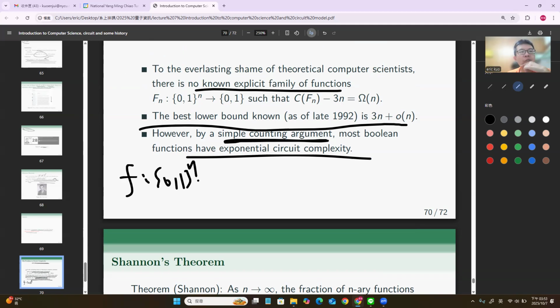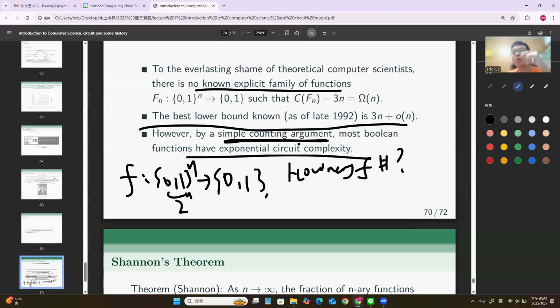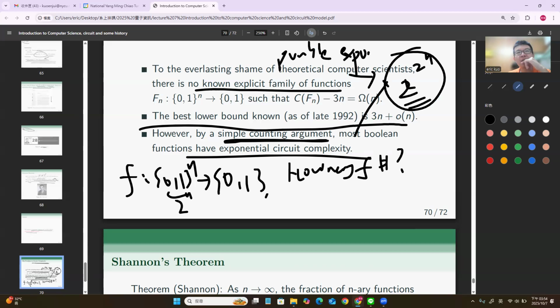So I can ask how many f. The answer is simple, right? Because there are 2 to the n inputs, and each input can choose either 0 or 1, so there are 2 to the 2 to the n functions. This is doubly exponential. And if I only give you a polynomial number of gates, you can shuffle these gates and compose. You can prove that the number of functions you can compose is only exponential, but the total is doubly exponential, right? So there is a discrepancy.